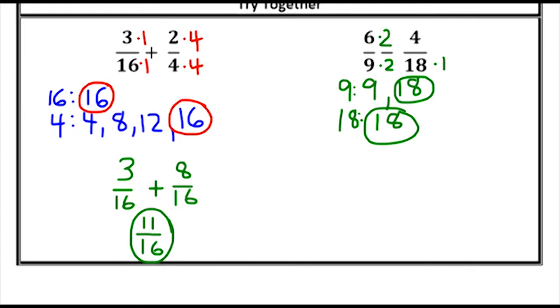6 times 2 is 12. 9 times 2 is 18. I'm subtracting. 4 times 1 is 4. 18 times 1 is 18. I have common denominators. Now I can subtract. 12 minus 4, only look at the numerator, is 8. Denominator stays the same.